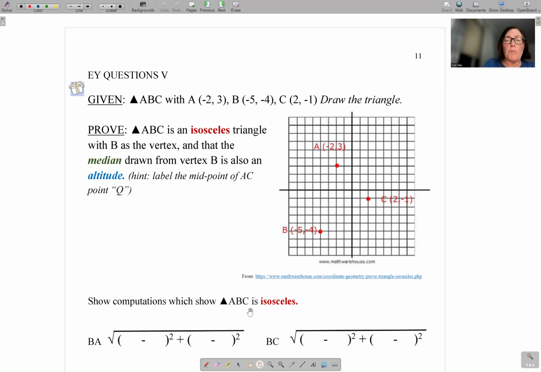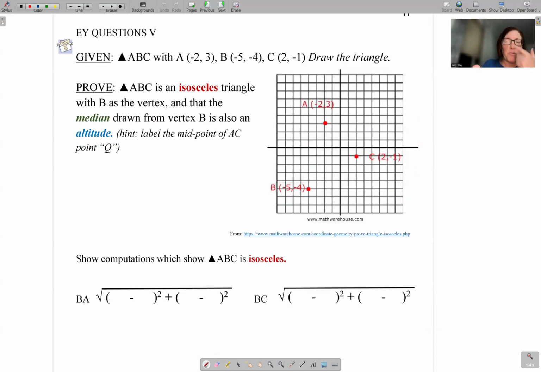Okay, students, most of your computations should be done right now. We have A, and we have B, and we have C. And there's three things you're trying to prove here. You're trying to prove, one, it's isosceles, which means two equal sides. Two, you're trying to prove you have a median, which is a segment that connects vertex to a midpoint. That would constitute a median.